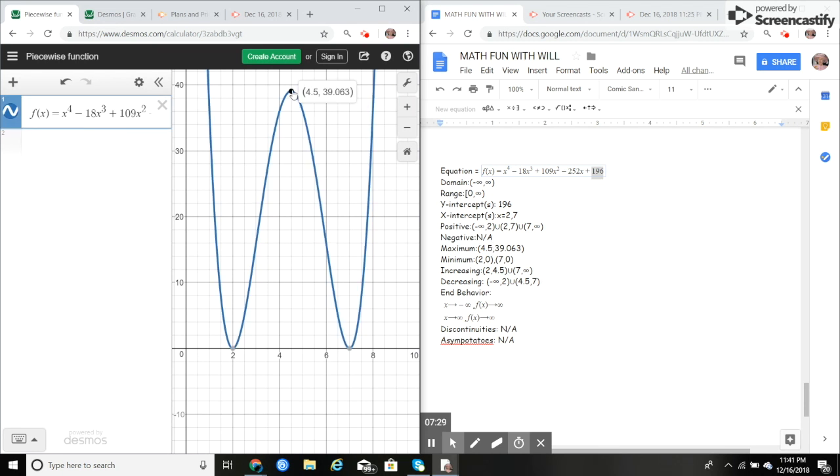Its maximum is 4.5. It's here, right? This point, 4.5 and 39.063. Its minimums are its roots down here at 2 and 7, at a y value of 0.